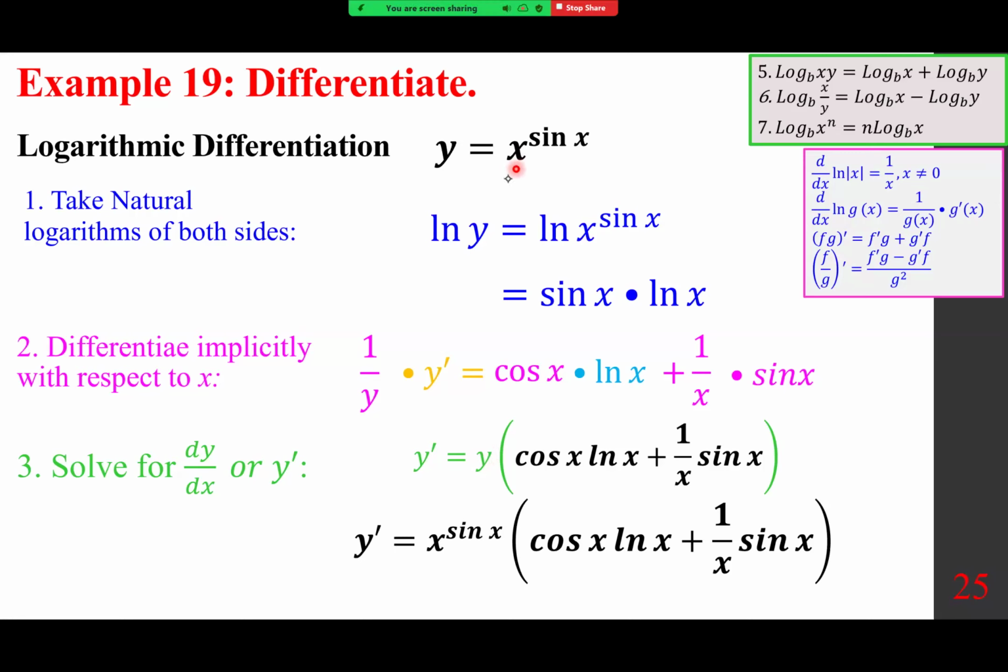Also, you could rewrite x as e to the power of ln x, and then differentiate it without logarithmic differentiation, which is e to the power of ln x times sine x, and differentiate that.